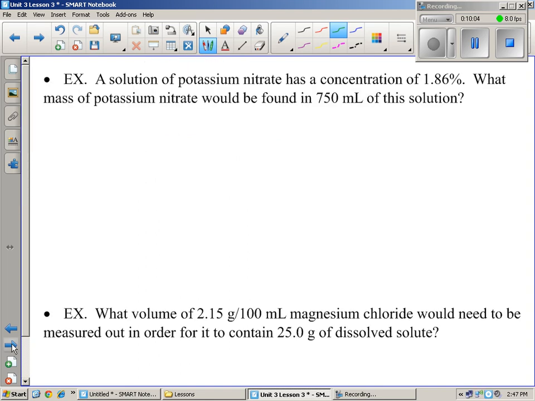This one here. You got a solution of potassium nitrate and the concentration happens to be 1.86%. So 1.86%.